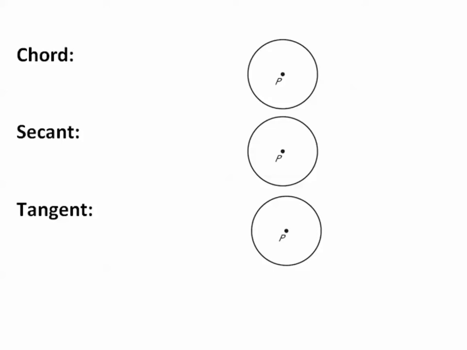We're going to get into more types of angles that relate to circles, but first let's talk about some segments that are needed to create these angles, such as a chord. A chord is a segment connecting 2 points on a circle.